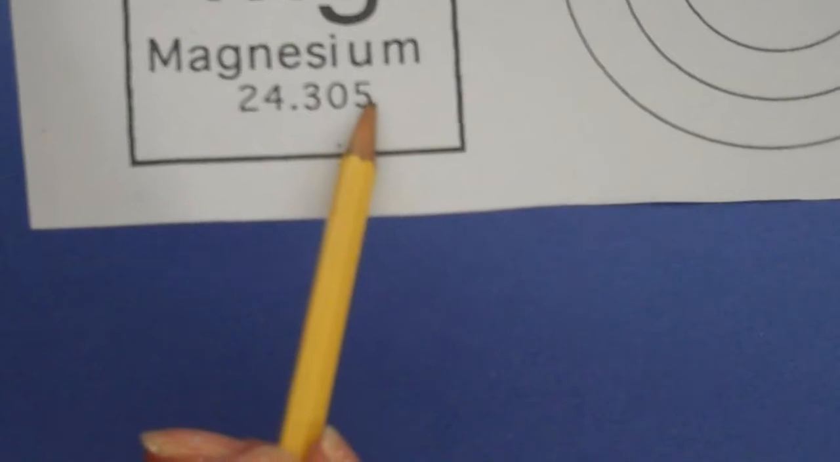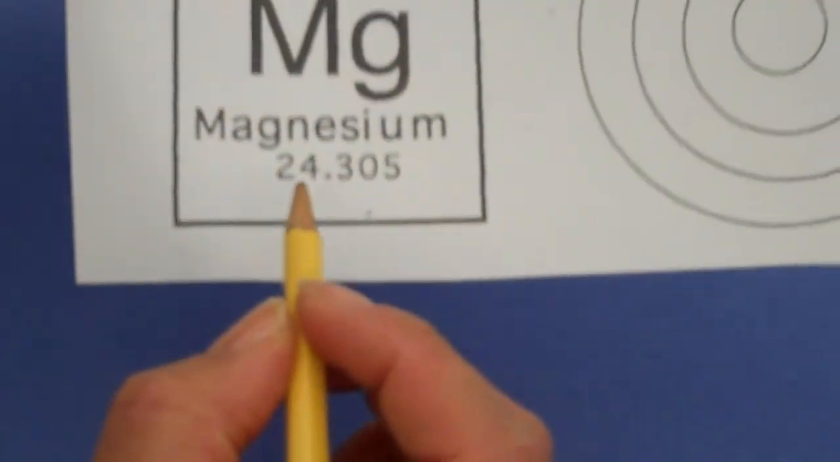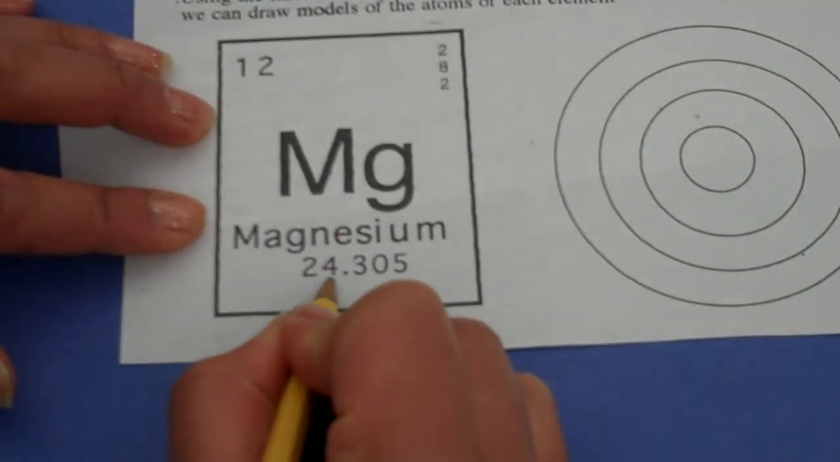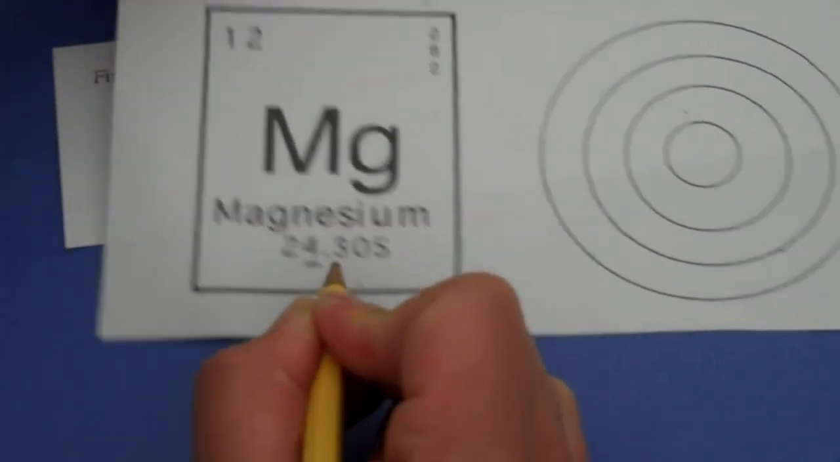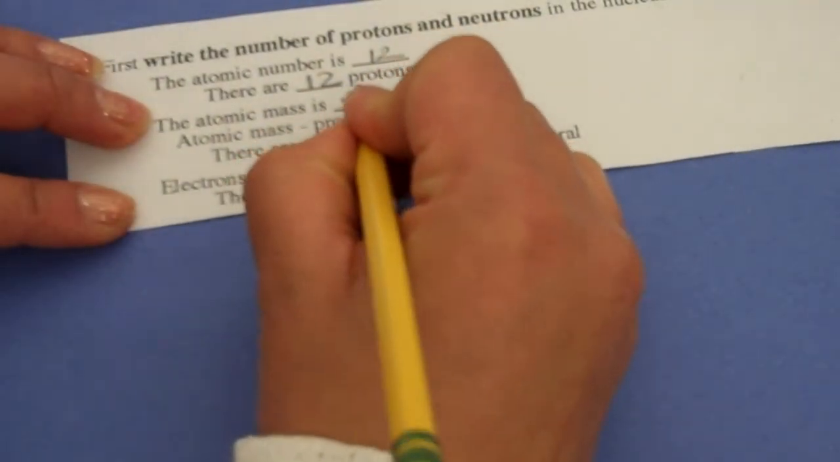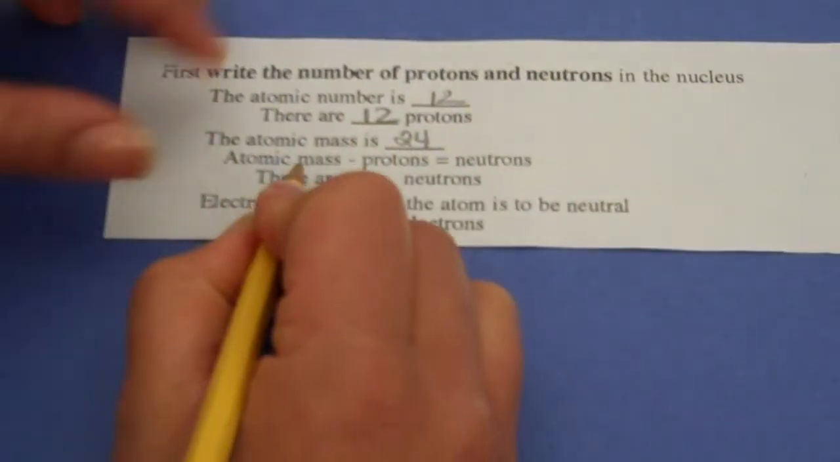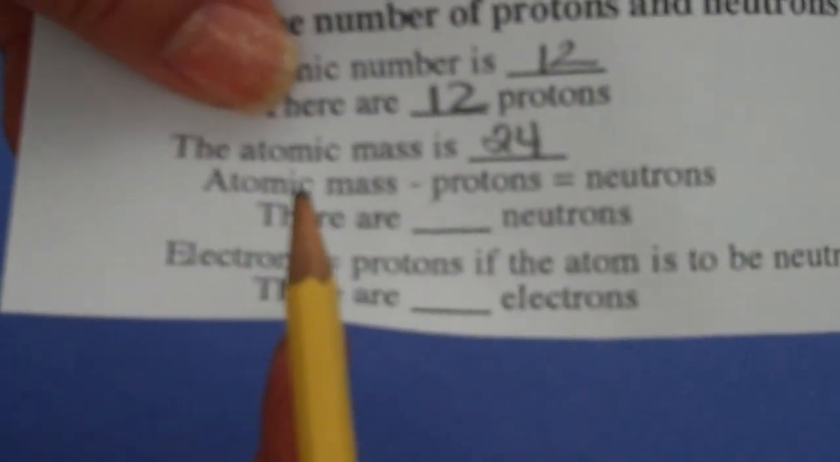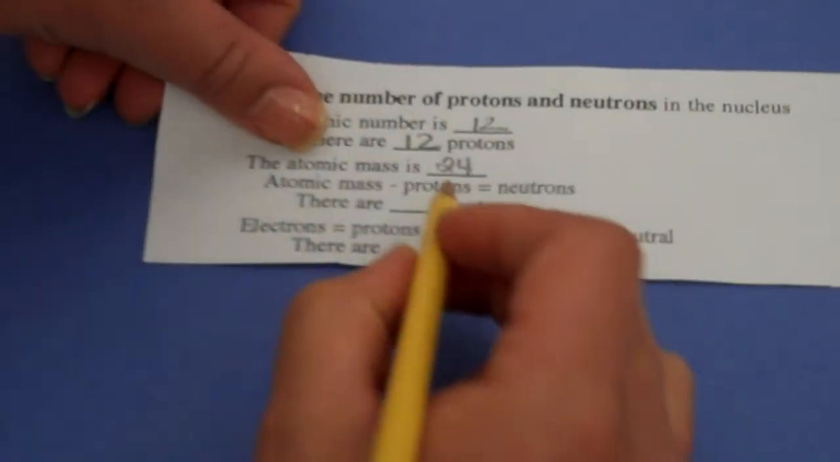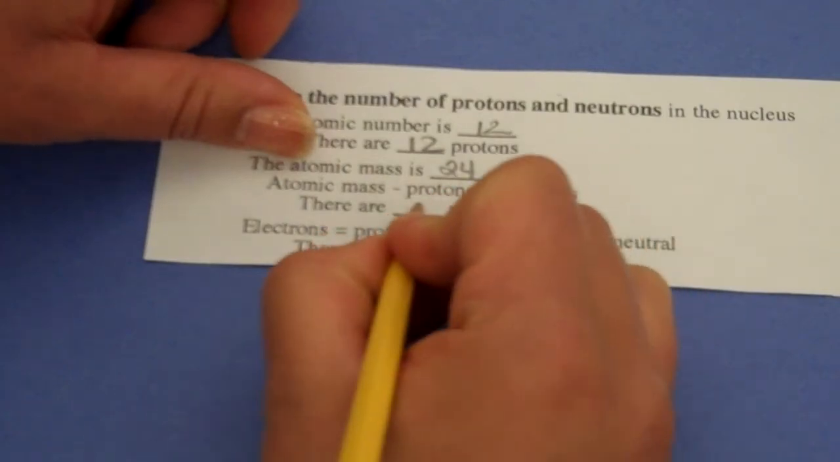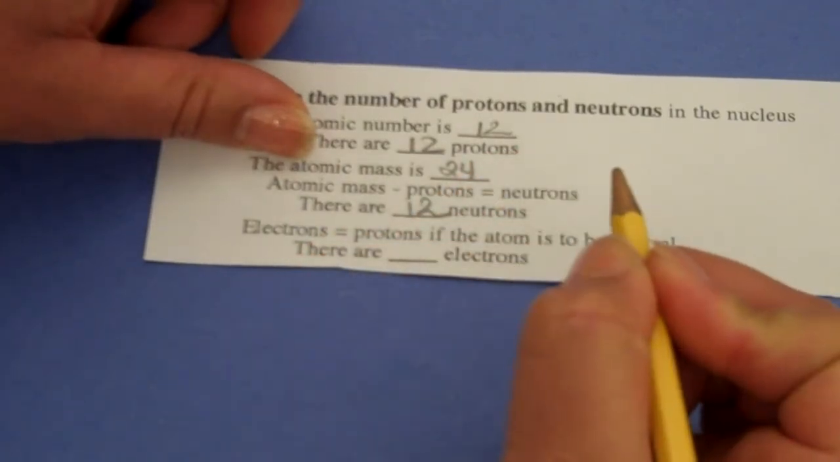The atomic mass, remember that's this number right here. This is atomic mass. Okay, I'm just going to round it to the ones place. Notice this is lower than 5, so this will be 24. To figure out the number of neutrons, I have to subtract atomic mass minus protons, and that will equal how many neutrons? So 24 minus 12 is 12.